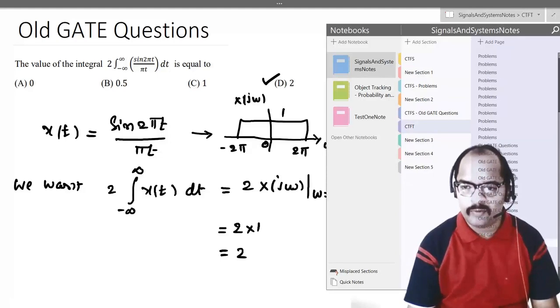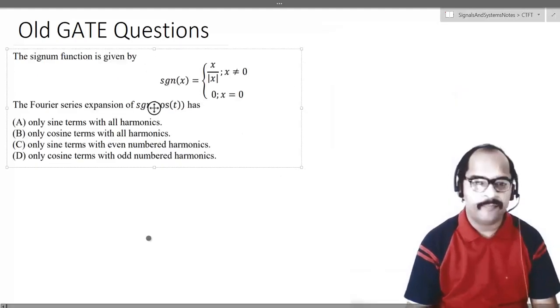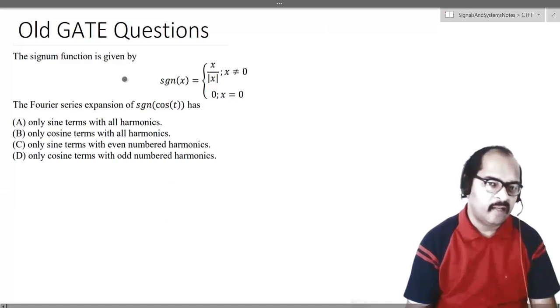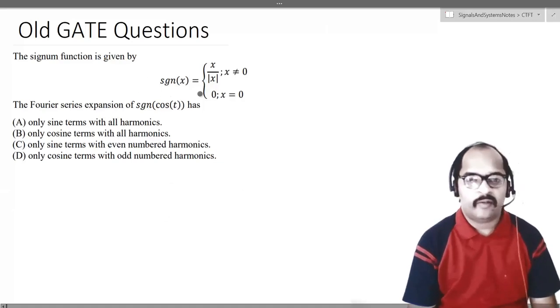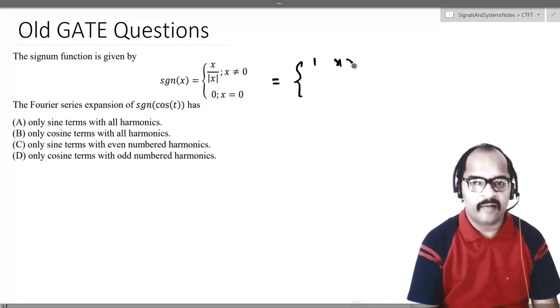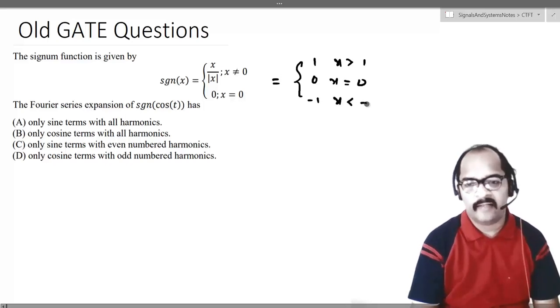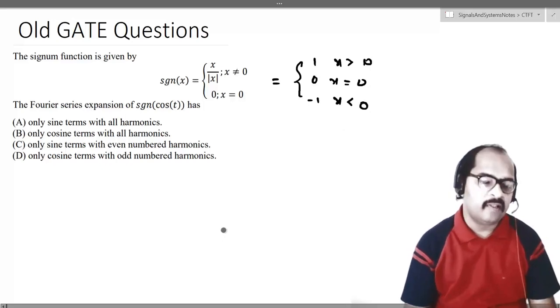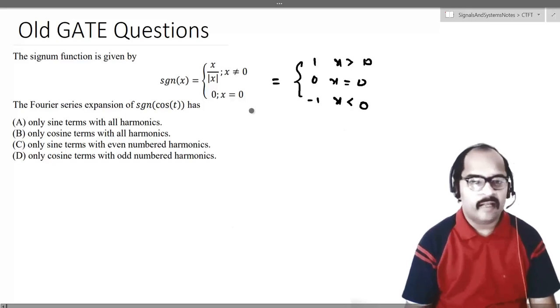Next, let's move on to the next problem, which is this. The question goes like this. The signum function: we know that the signum function is 1 when x is greater than 0, 0 when x equals 0, and minus 1 when x is less than 0. Correct. This is the way we defined the signum function.